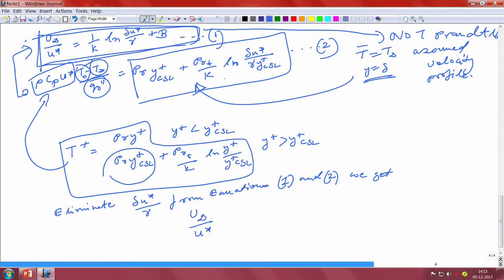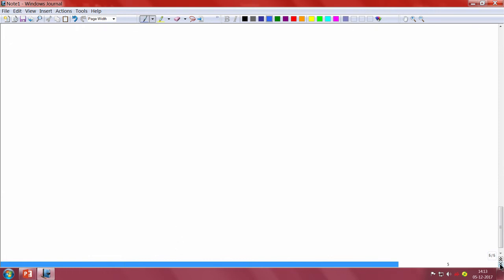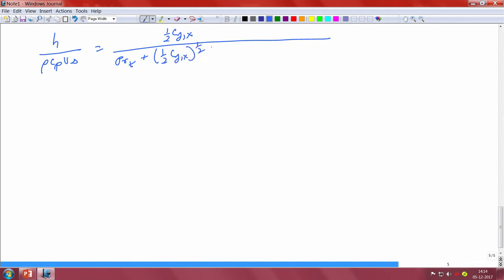u infinity by u star is equal to 2 by CFX raised to the power of half, keeping in mind that this is the definition of u infinity by u star. So, using these two expressions, the total result becomes h by rho Cp into u infinity. This is a long expression: a half CFX divided by Prandtl number T plus half CFX raised to the power of half.